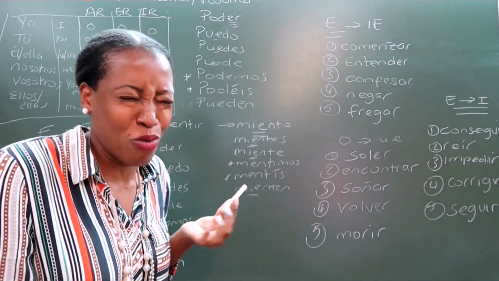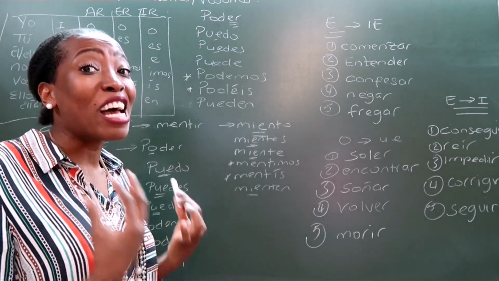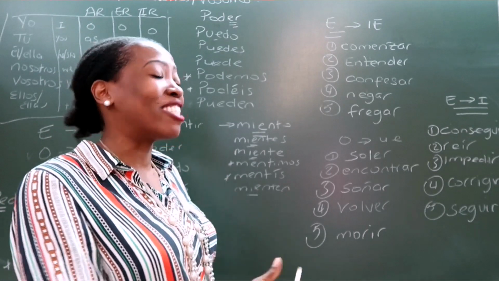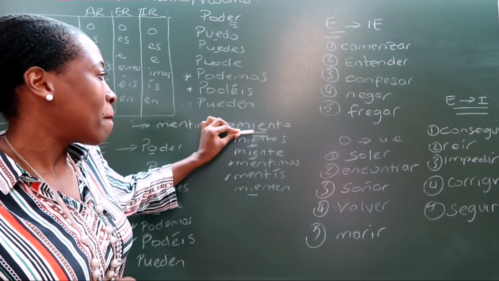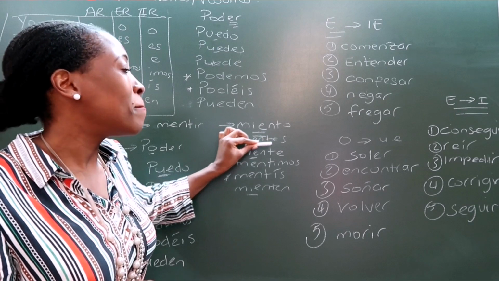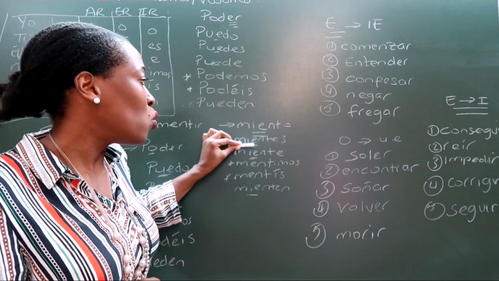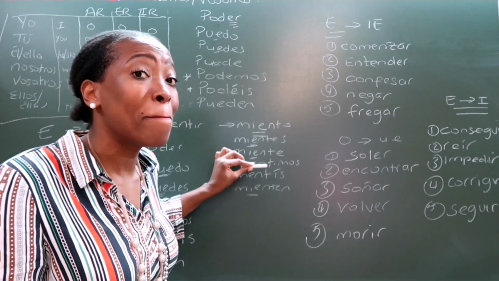I lie, and no one would know what you're saying. Okay? So you do need to make sure that you are changing the roots. So, you see here? You can see the change. Miento. Instead of mento, miento.